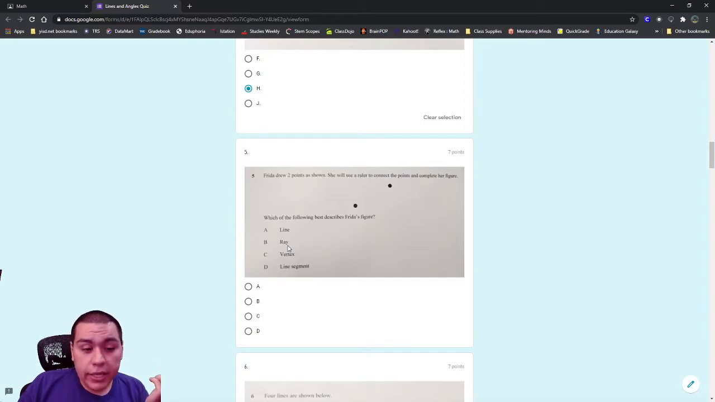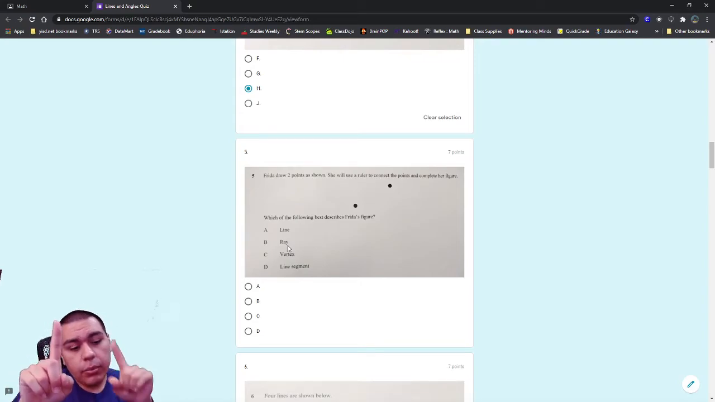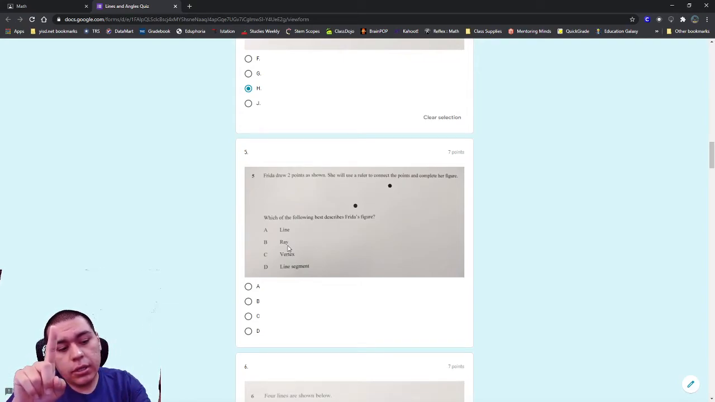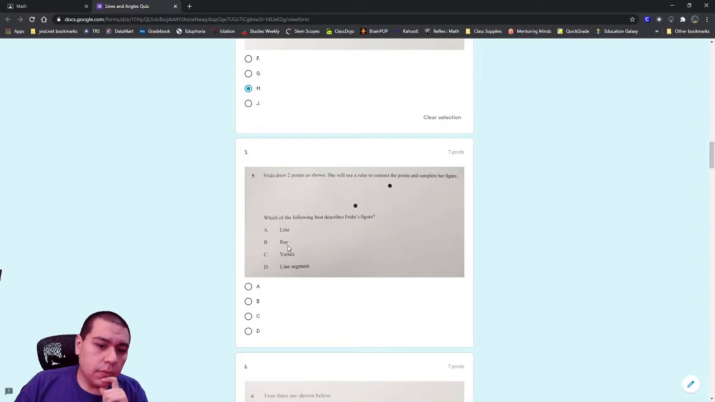It can't be a ray either because rays stop on one side, but on the other side, they keep going on and on. Can't be a vertex. There's no corner. Her example that she drew here would be a line segment. It's similar to a line, but it doesn't go on and on forever and ever.